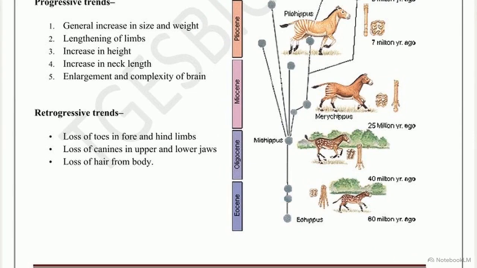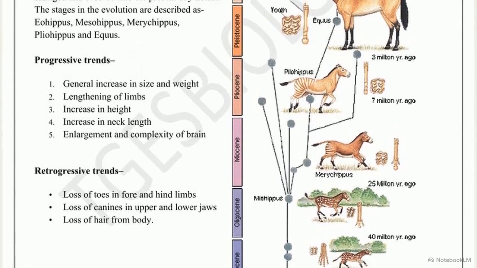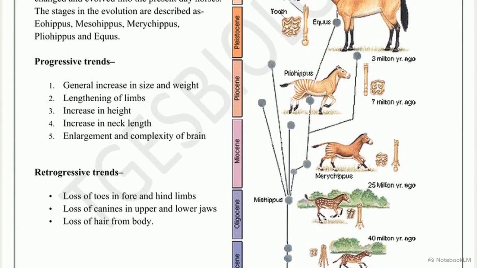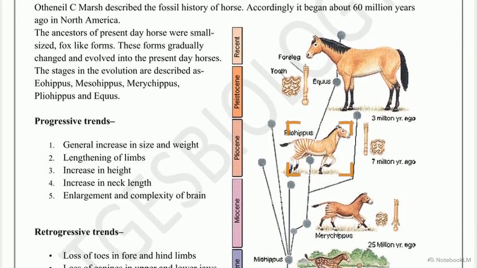As the Earth's climate dried out, and those soft forests turned into hard, open grasslands, what physical changes would this animal need to survive? It needed to see over tall grass and run faster to escape predators. We see this in the fossil record as progressive trends. Over millions of years, the horse lineage underwent a general increase in body size, a massive lengthening of the limbs, and an enlargement in brain complexity.